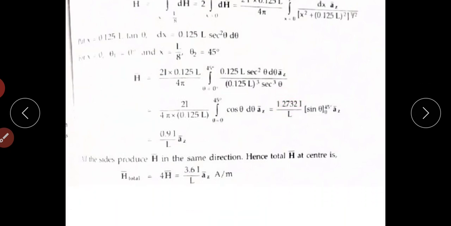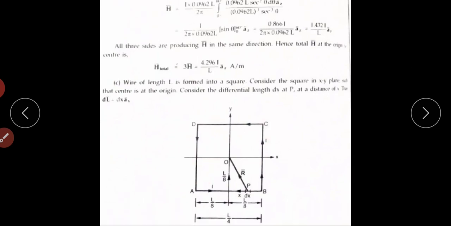So finally h bar equals 2 into I 0.125 L by 4 pi integral 0 to 45 degrees 0.125 L secant square theta d theta az bar by 0.125 L whole cube secant cube theta. It equals 2I by 4 pi into 0.125 L integral 0 to 45 degrees cos theta d theta, since secant square theta by secant cube theta is 1 by secant theta, which equals cos theta. So integral cos theta equals sin theta, limit 0 to 45 degrees. So finally h bar equals 0.9 into I by L into az bar. This is the magnetic field intensity at origin due to AB side.